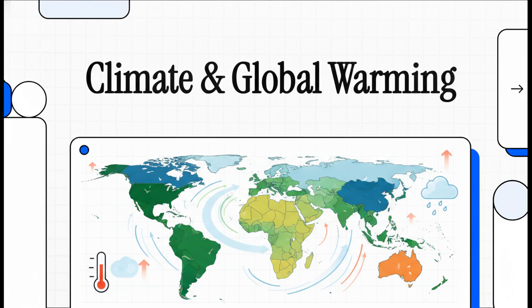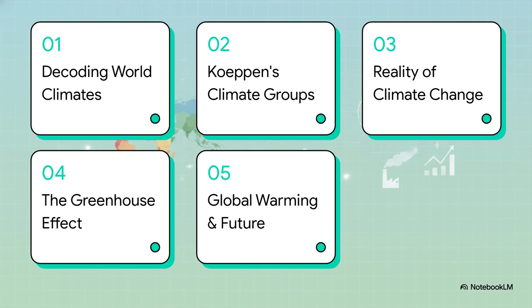Today, we're going to explore the brilliant system used to map out the world's climates, and then we'll uncover the mechanics behind how and why those very maps are changing today. We've got a fantastic roadmap for this. We'll start with decoding world climates and Köppen's 5 climate groups, then shift gears into the reality of climate change, the mechanics inside the greenhouse effect, and finally wrap up with global warming and our future.